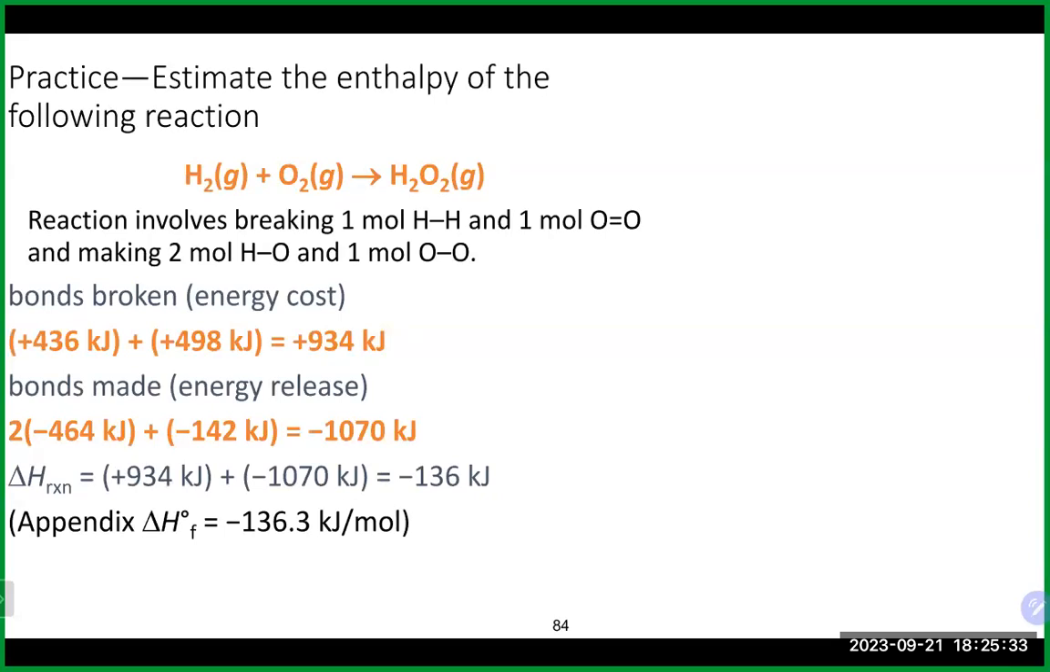Basically what we just did there, going to add up everything that we broke, which in this case is one HH bond, one oxygen double bond, and on the back end there, two oxygen-hydrogen bonds. And again, that bond in the middle, which is the oxygen-oxygen bond, will be negative, giving us in this case negative 136 kilojoules.